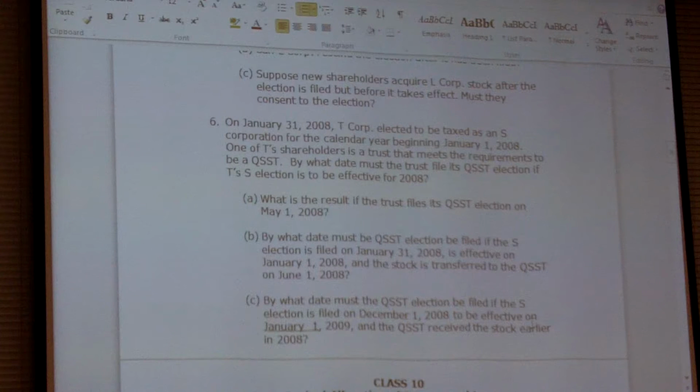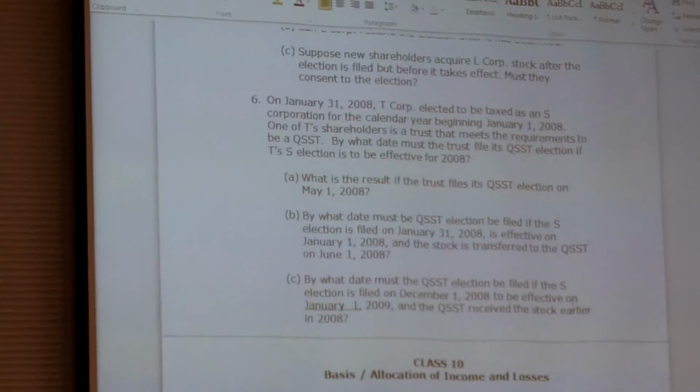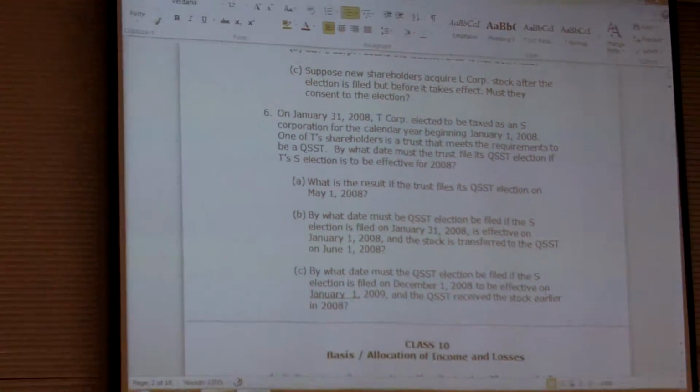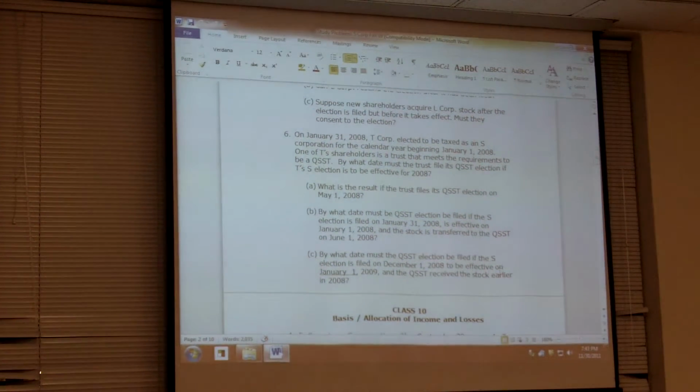Okay, what about C? By what date must the QSST election be filed if the S election is filed on December 1, 2008 to be effective on January 1, 2009, and the QSST received the stock earlier in 2008? When does the S corporation need to qualify as an S corporation?